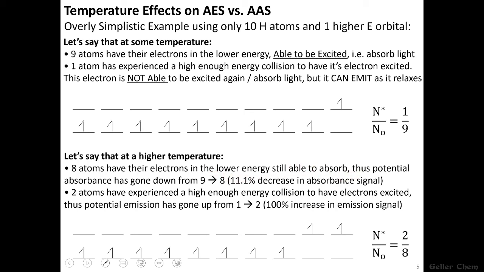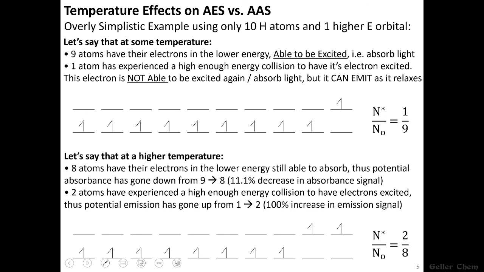But as far as our excited atoms go, well, we've just gone from only having 1 atom that could emit light to 2 atoms that could emit light. That's a 100% increase in emission signal right there. So that 1 atom changing from being in the ground state to an excited state has had a far more significant impact on our emission signal than the absorbance signal, which is in agreement with what was being stated in the previous example.